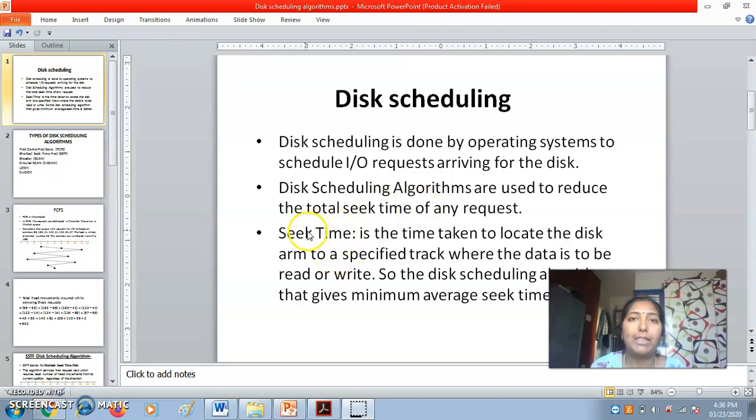First we'll see what we mean by seek time. Seek time is the amount of time taken by the disk to locate the specific track on which we have to perform the read or write operation of that data. So among the available disk scheduling algorithms, the one which gives the minimum seek time would be the better algorithm.